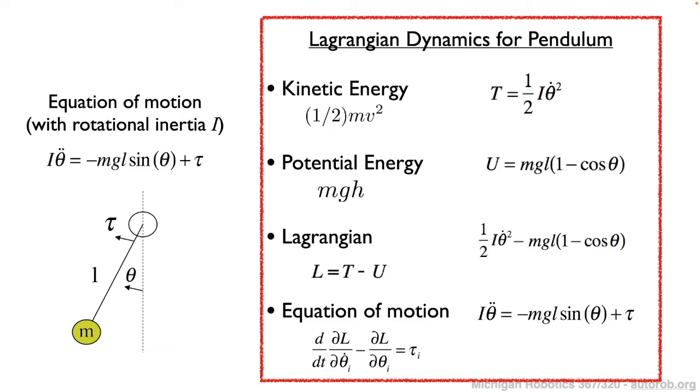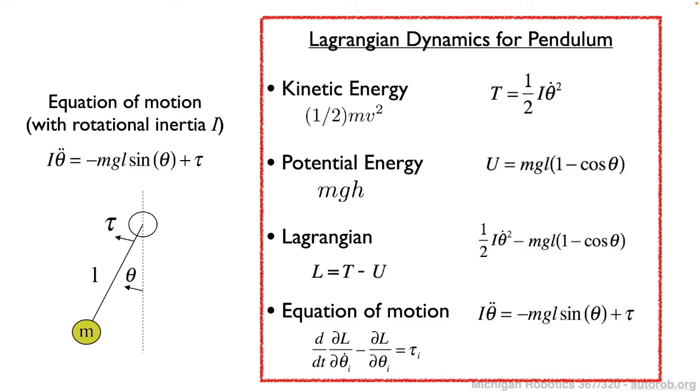From high school physics, we can remember that the kinetic energy for this system is going to be 1/2 the inertia multiplied by the angular velocity squared. The potential energy, meanwhile, is defined below that: U equals mass times the acceleration due to gravity times the length of the pendulum multiplied by 1 minus cosine of the pendulum angle. Using these two terms, we can then define our Lagrangian, and using this we'll step through how to derive the equation of motion.